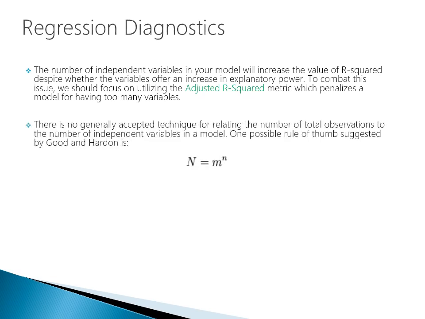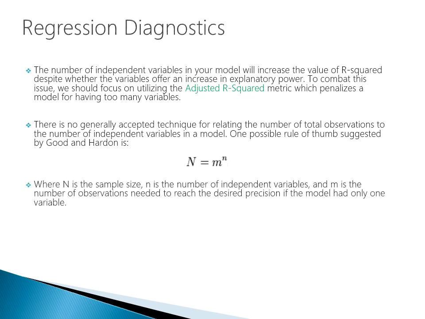Well, how many variables should we have in a model? That's another question that I've been pondering lately. And there is no generally accepted technique for relating the total number of observations in a data set to the number of independent variables in a model. There was one possible rule of thumb suggested by Good and Hardin, and that is the following, where capital N is the sample size, small n is the number of independent variables, and m is the number of observations needed to reach the desired precision if the model had only one variable.